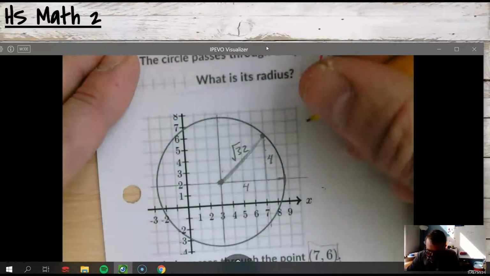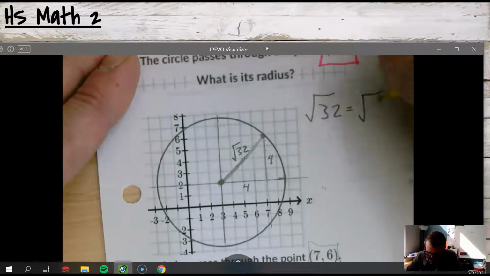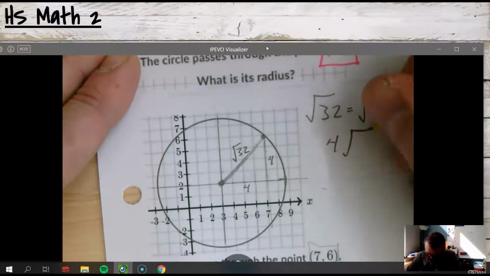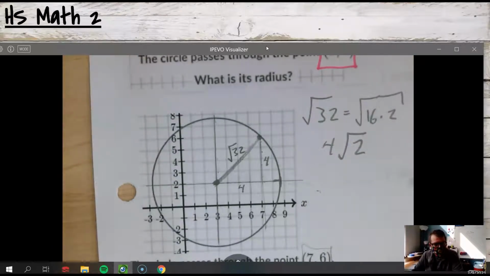Which, if possible, to simplify, we will. And that, of course, can turn into 16 times 2, which would be 4 radical 2. We're going to be using simplified radical form these days because it's better than decimals.